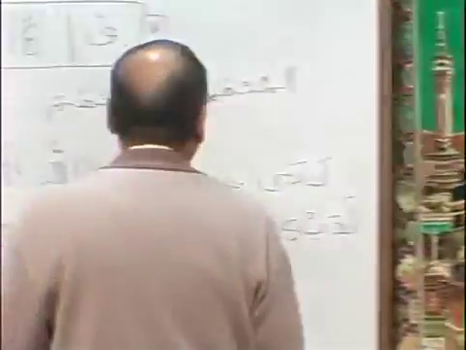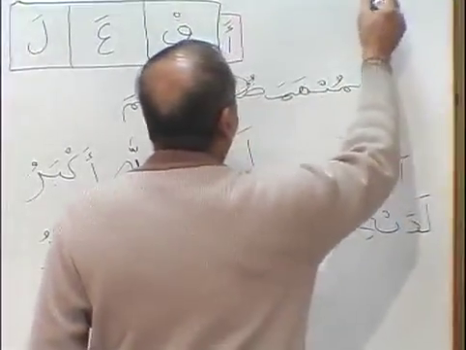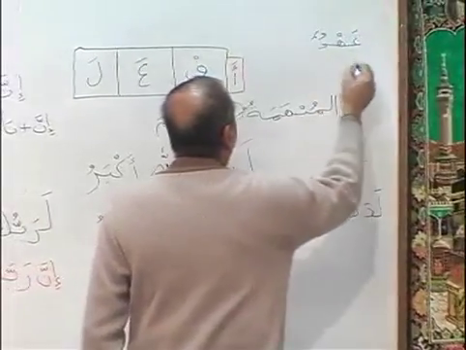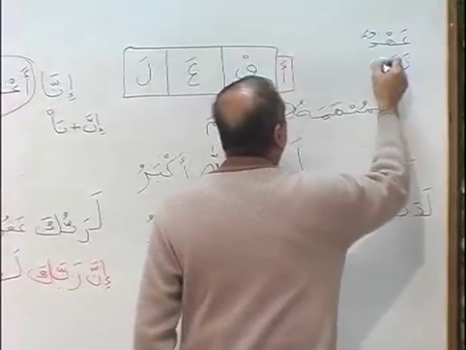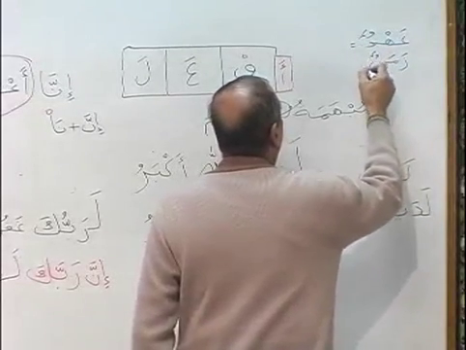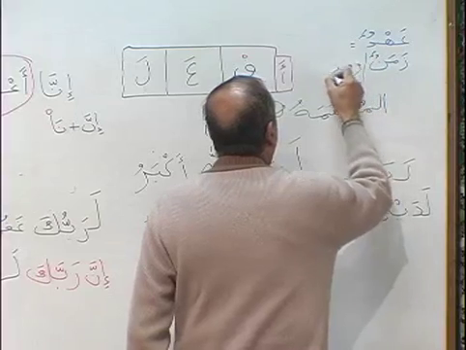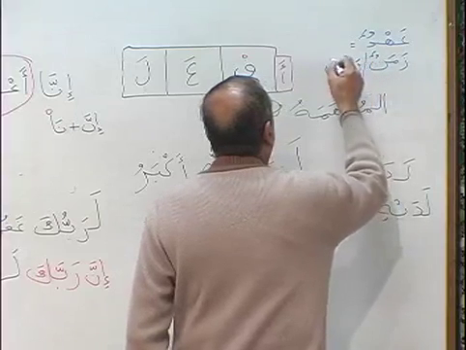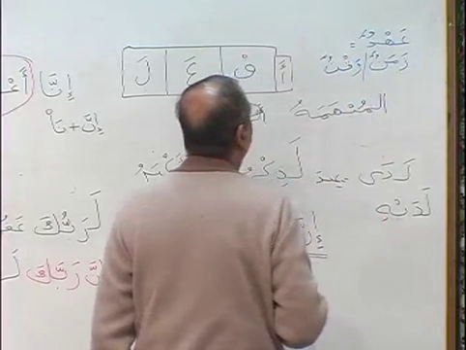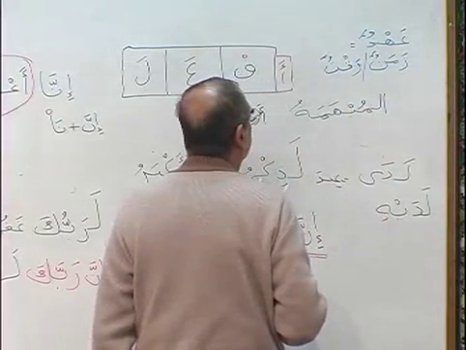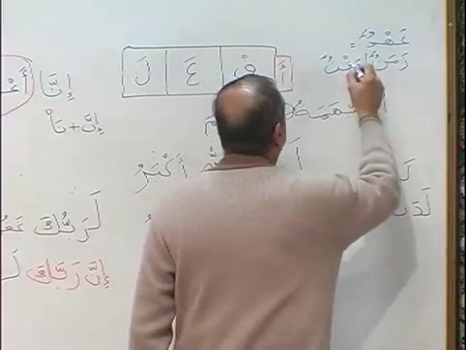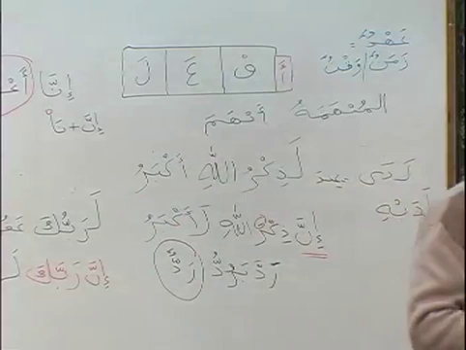Ahadin means, what is the meaning of ahadin, brother? Zamanin. Waqt. Zamanin or waqt. Are you with me? Write down, brother. Ahadun means zamanun or waqtun. Are you with me, brother and sister? Fine.